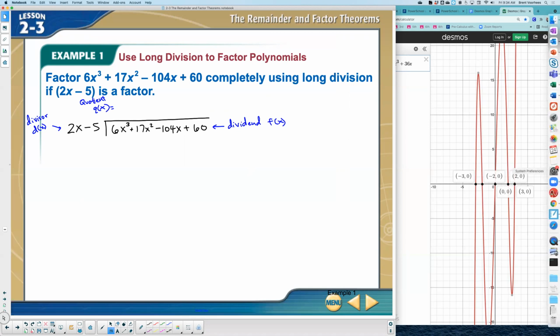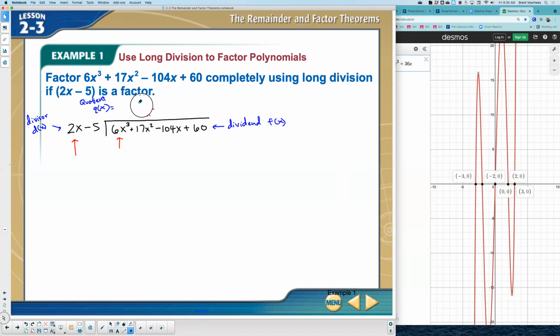Okay, so here's how you do that. You take your first term and you ask yourself, what would I need to multiply 2x by to get 6x cubed? Well, let me actually change it up because division and multiplication are opposite, and I said it backwards. What is 6x cubed divided by 2x? Let me ask it that way. What is 6x cubed divided by 2x? 3x squared. Now, a lot of people will go down and write that over here, 3x squared on top of the squares. I don't like to do it that way.